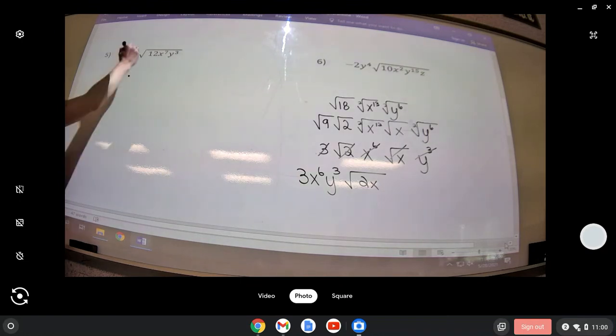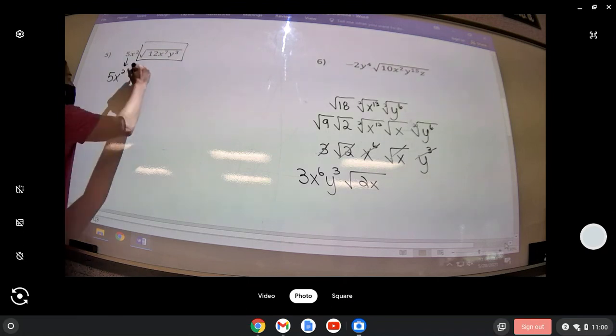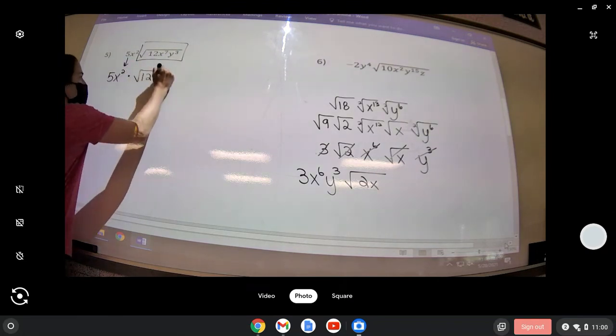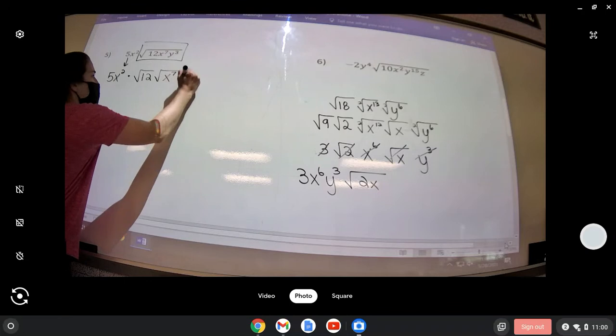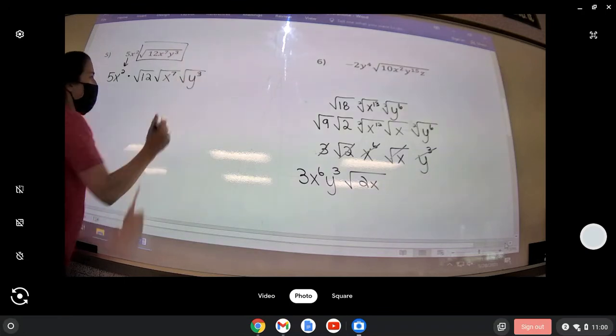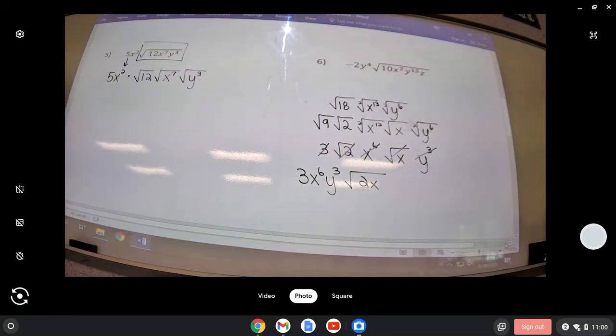All right, so we're going to concentrate on the square root of this. Since everything's attached by multiplication, I'm going to split everything and deal with them one at a time. So we're going to times it by the square root of 12, times the square root of x to the 7th, times the square root of y to the third. And then one at a time, let's break it on down. All right, so yet again, bring down the 5x squared. He is just hanging out, waiting his turn.